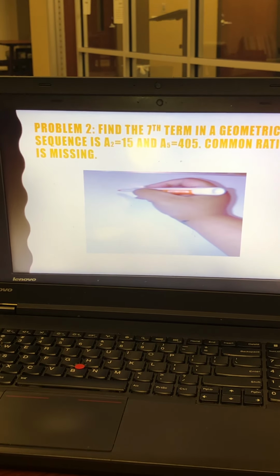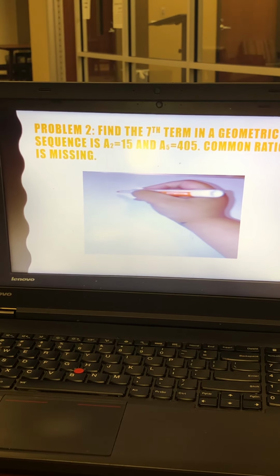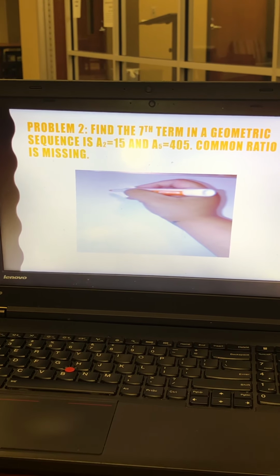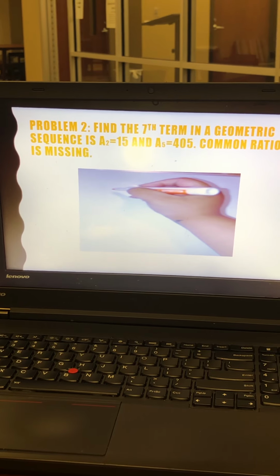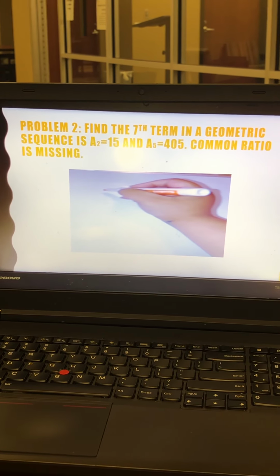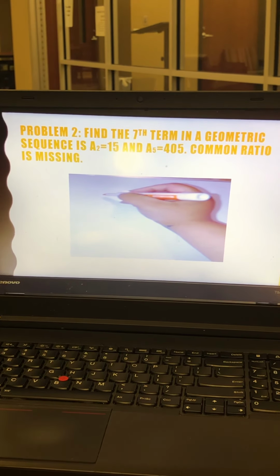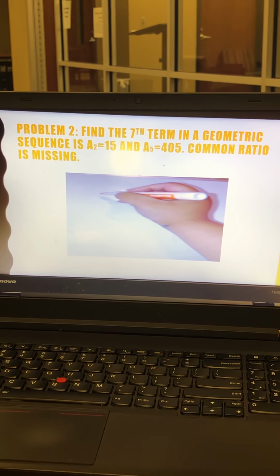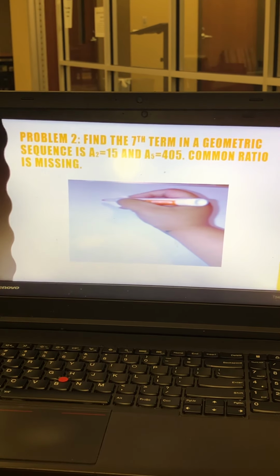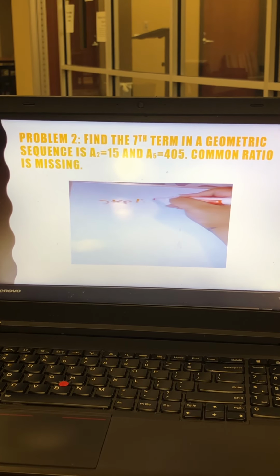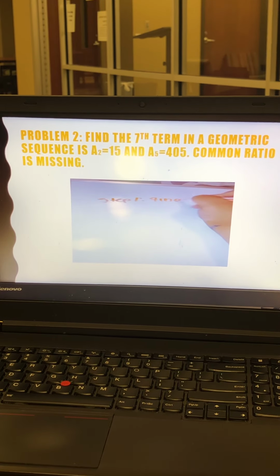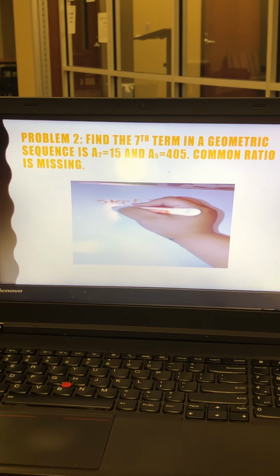Okay, so for problem 2, we have find the seventh term in a geometric sequence if a sub 2 is 15 and a sub 5 is 405. The common ratio is missing. So this problem will not be like the last problem. You have to do extra steps. For this problem, we're going to have 3 steps. For step 1, we're going to find our common ratio.